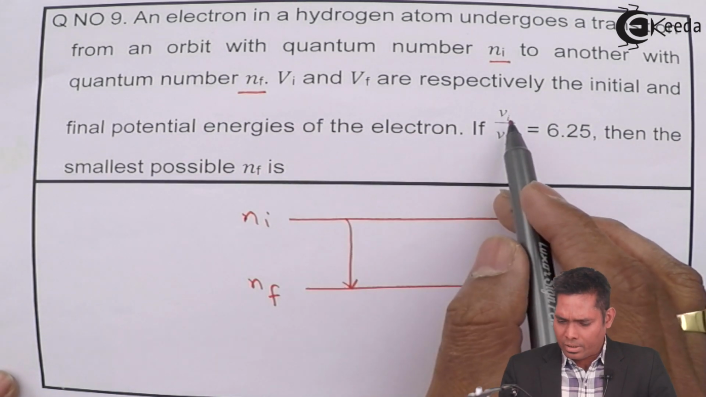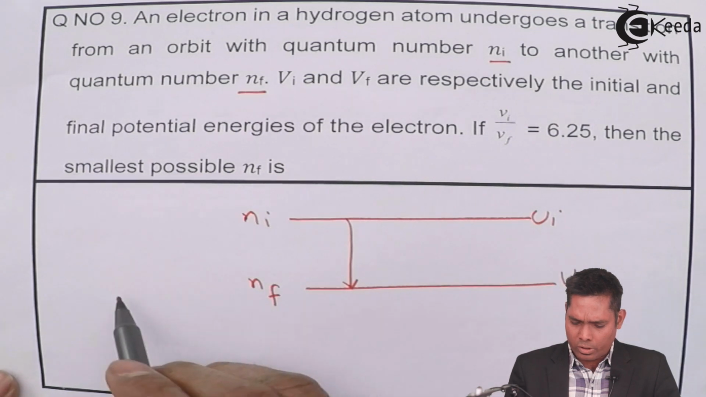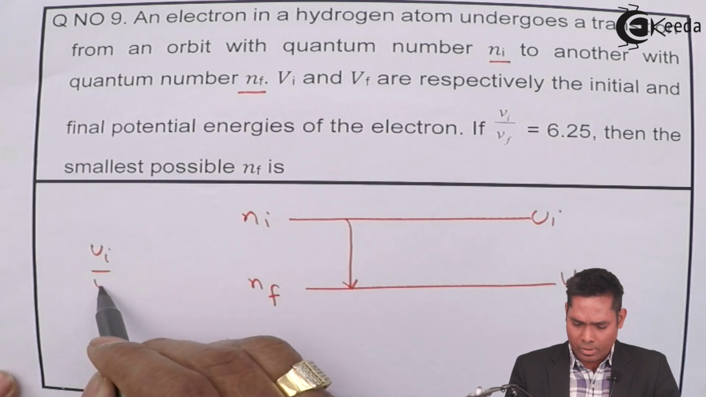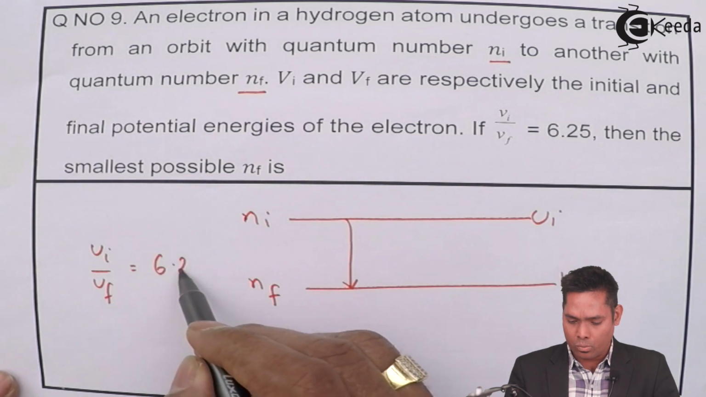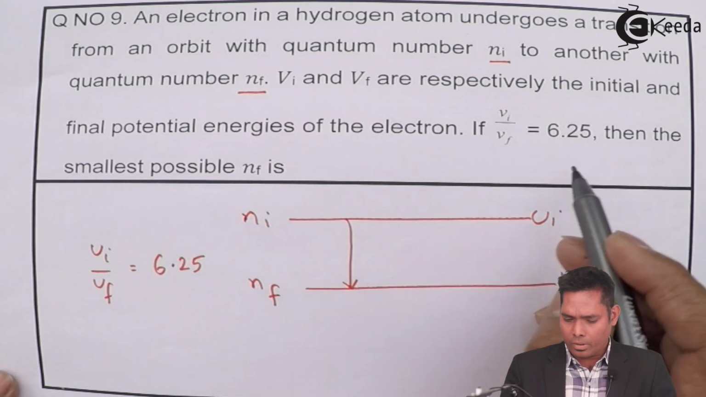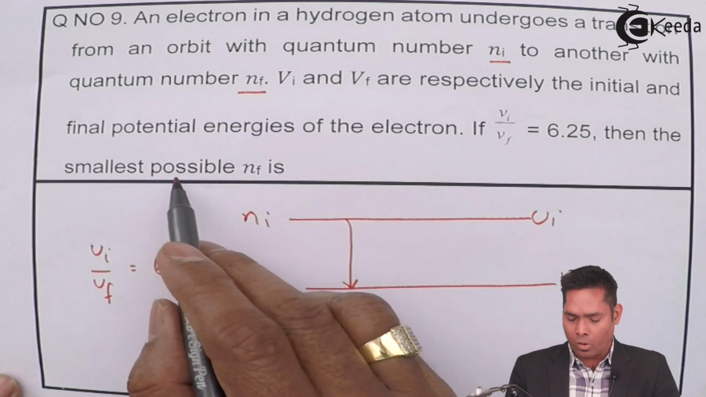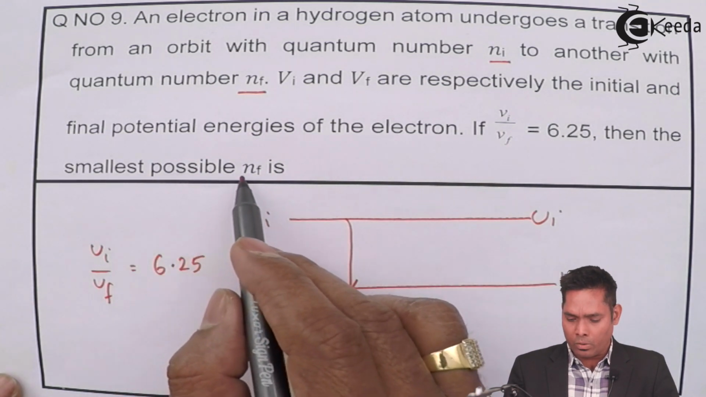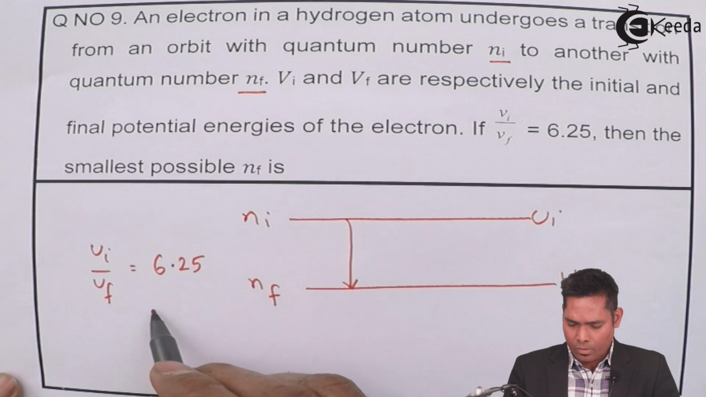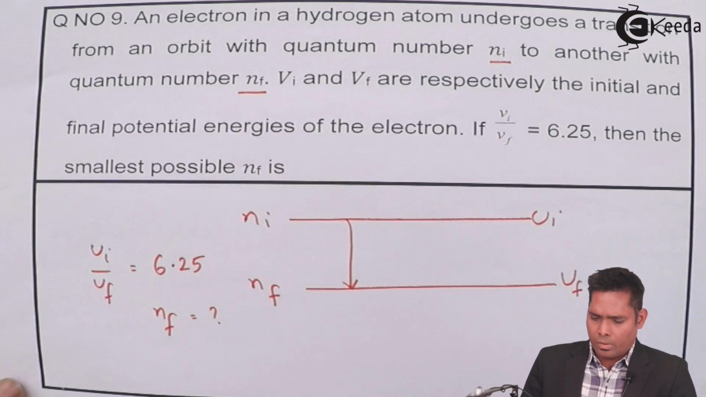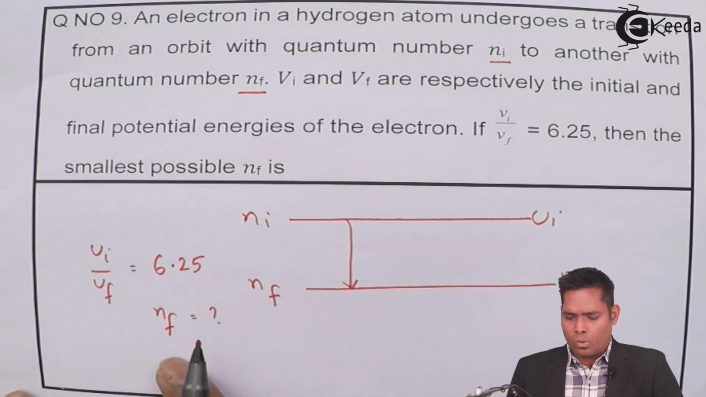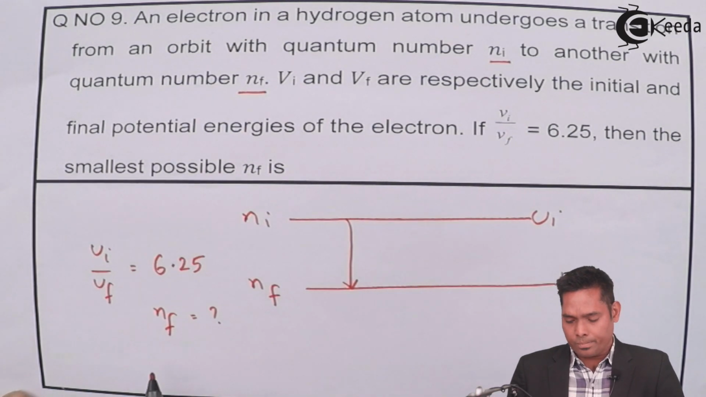And it is given that the ratio of these two, initial and final potential energies, is 6.25. Then the smallest possible value of Nf is?